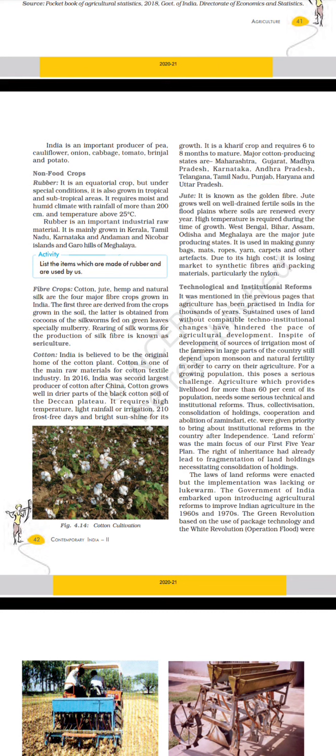Major cotton producing states are Maharashtra, Gujarat, Madhya Pradesh, Karnataka, Andhra Pradesh, Telangana, Tamil Nadu, Punjab, Haryana, and Uttar Pradesh. Jute. It is known as the golden fiber. Jute grows well on well drained fertile soils in the floodplains where soils are renewed every year. High temperature is required during the time of growth. West Bengal, Bihar, Assam, Odisha, and Meghalaya are the major jute producing states.